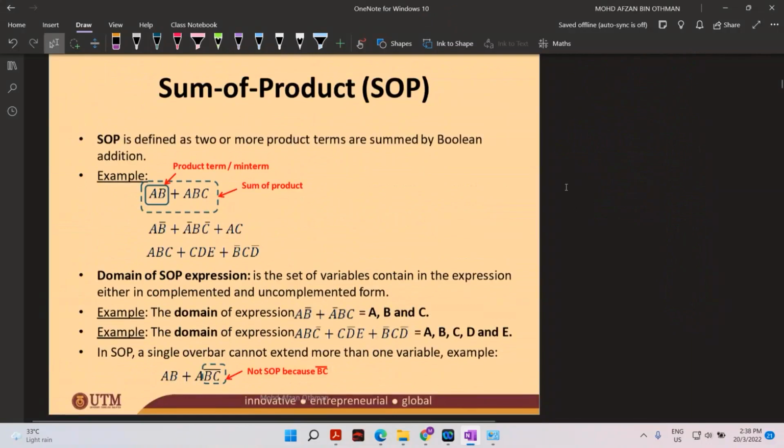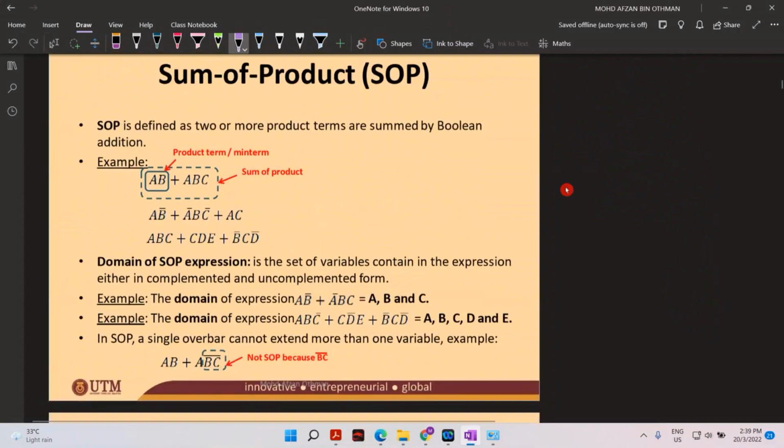Let's look at SOP first. SOP stands for sum of product. It is defined as two or more product terms that are summed by a Boolean addition. It means you have two or three product terms, then at the end you sum them up by using the OR gate.